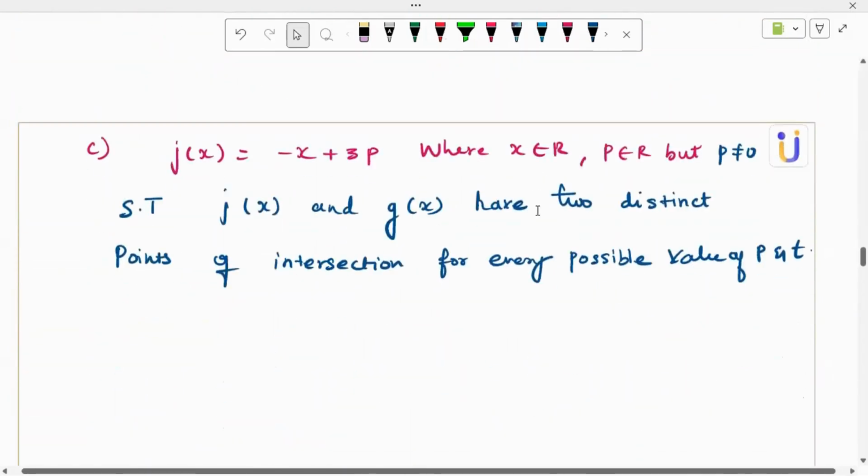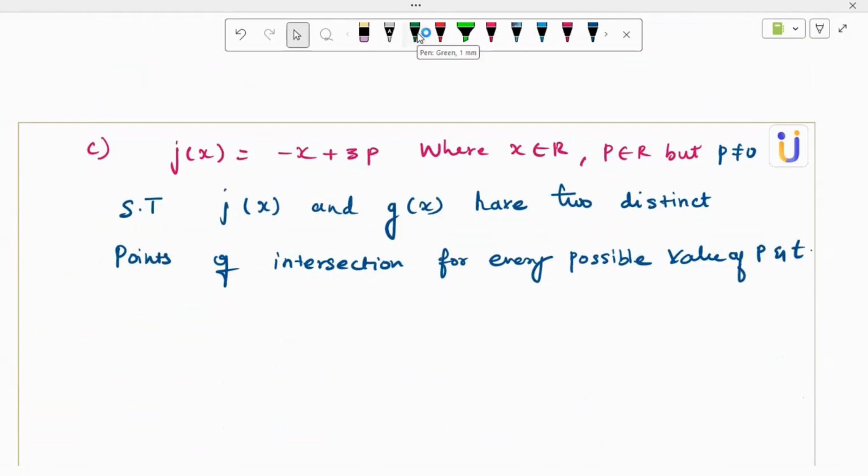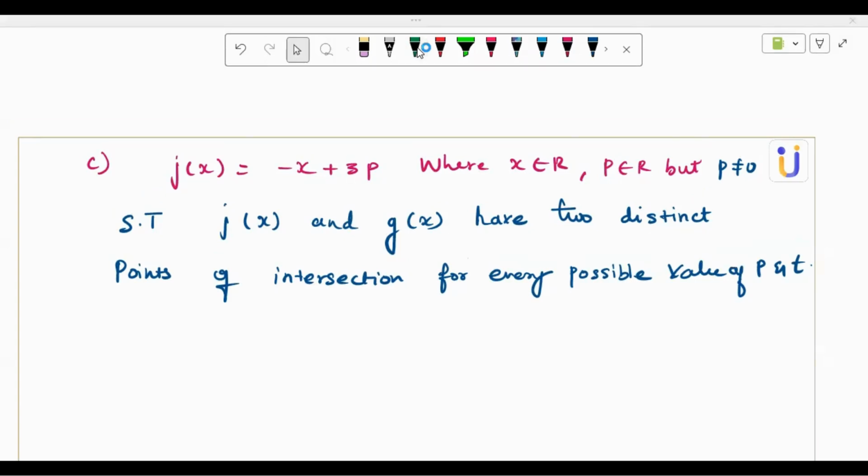Now the next part, j of x is given, it's a linear function, minus x plus 3p, where x belongs to R, p belongs to R, but p is not equal to 0. We have to prove that j of x and g of x have two distinct points of intersection for every possible value of p and t. Okay, so let's see how to solve this. Let's break down this step.